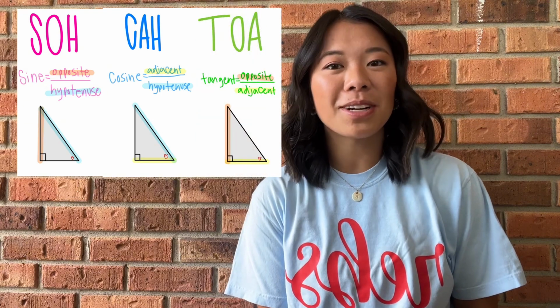So quick recap. Sine equals opposite over hypotenuse. Cosine equals adjacent over hypotenuse. Tangent equals opposite over adjacent. With SOH-CAH-TOA, you'll be able to quickly figure out which ratio to use for any right triangle. Keep practicing, and this will soon become second nature.